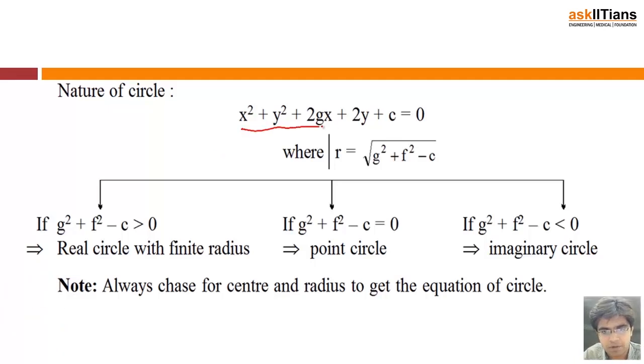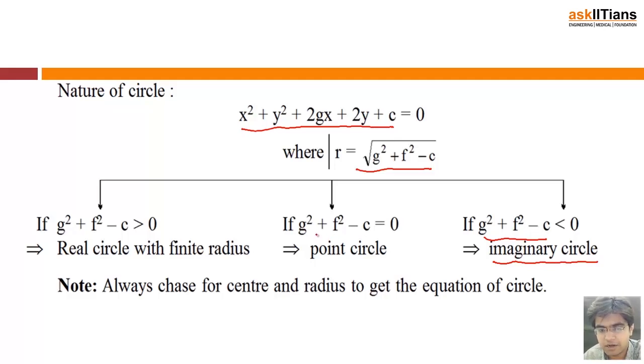Nature of circle depends upon the radius. So again, this is our beloved general equation, and we have our radius as root of g square plus f square minus c. First of all, let's consider what happens if g square plus f square minus c becomes negative, or less than 0. That means there is a negative term inside the root, which is not allowed, or our distance has become imaginary. There is no real distance. That means the circle also cannot exist, or it's an imaginary circle.